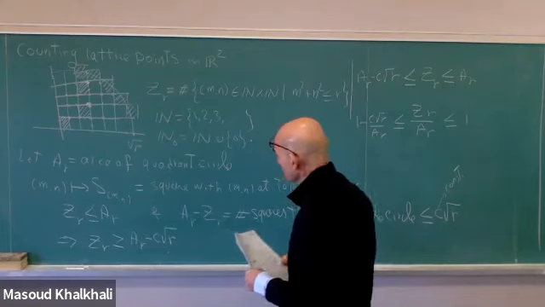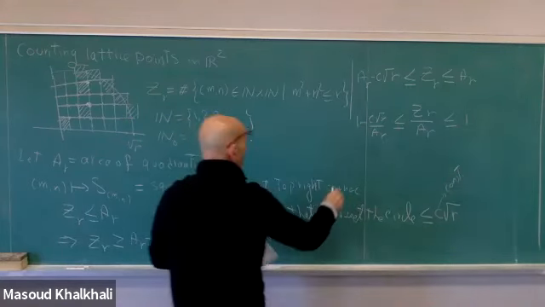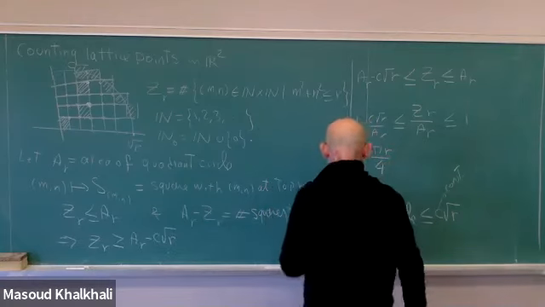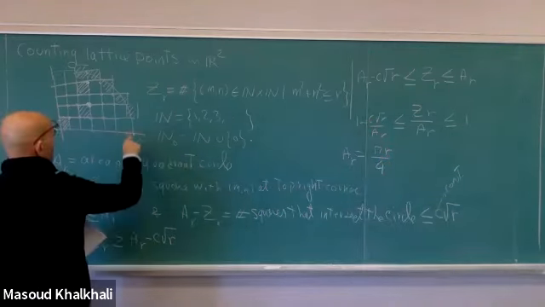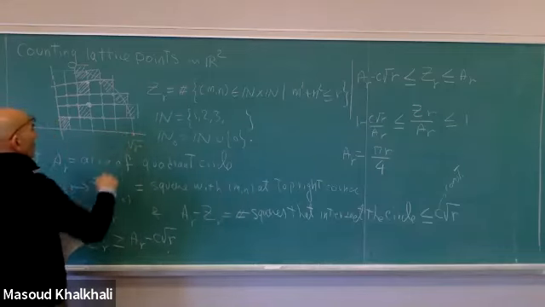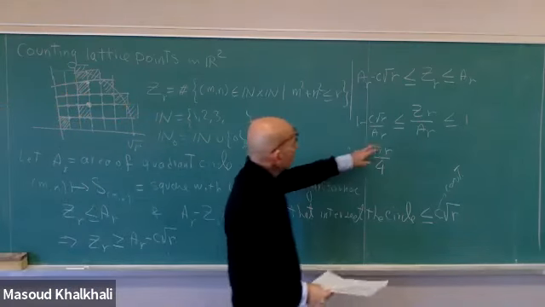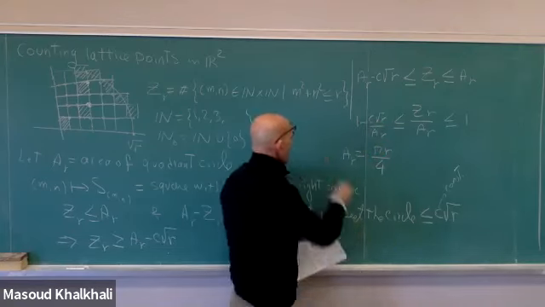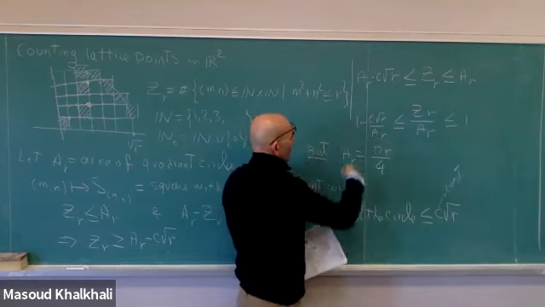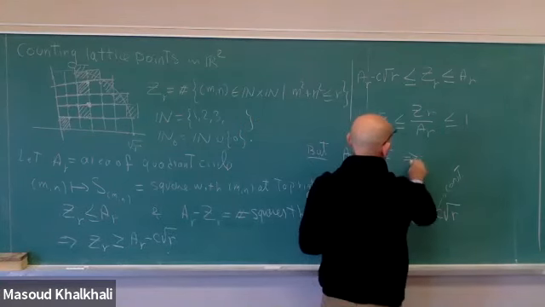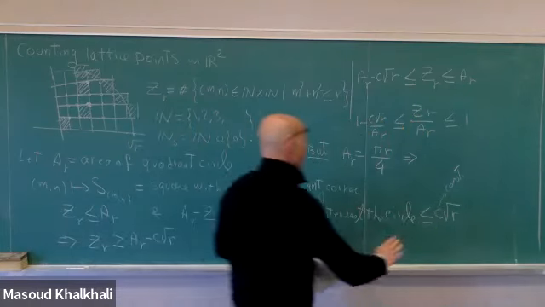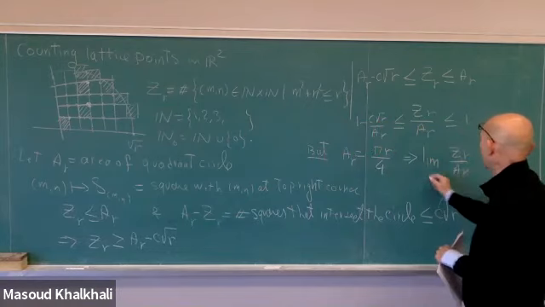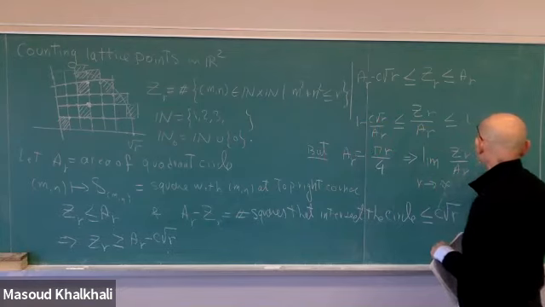But we know what A_R is. A_R is pi root R squared over 4, equal to pi R over 4. This is the area of the circle of radius root R, divided by 4 because we're just looking at the quarter. So this quantity is of the order of R, and this is root R. If you take the limit as R goes to infinity, you get 1. So we get that the limit of Z_R over A_R as R goes to infinity is equal to 1.